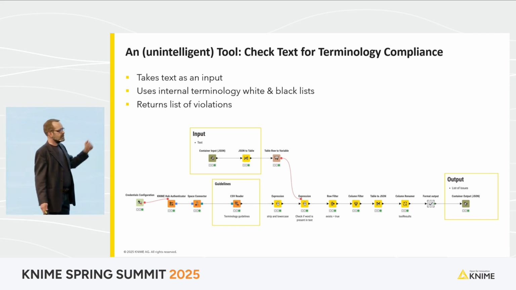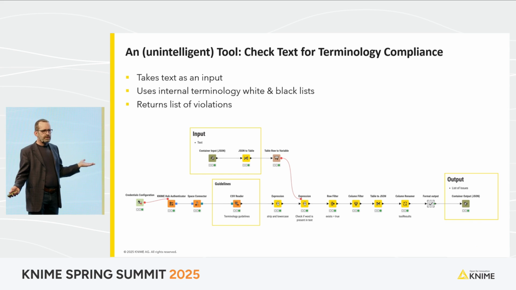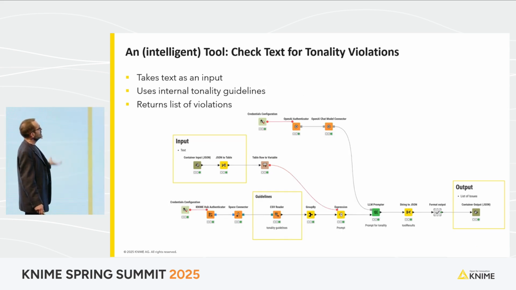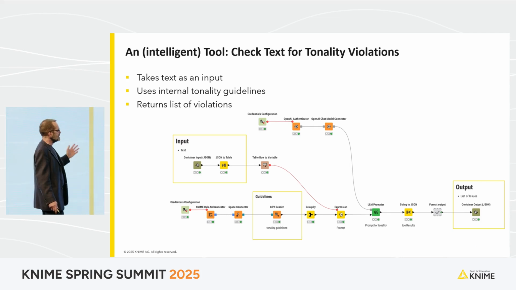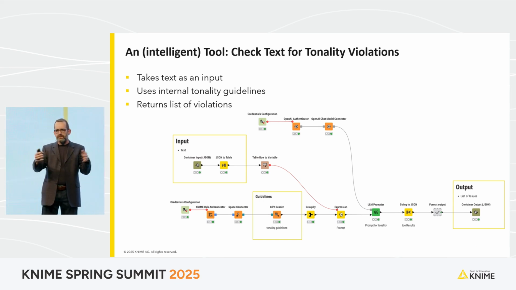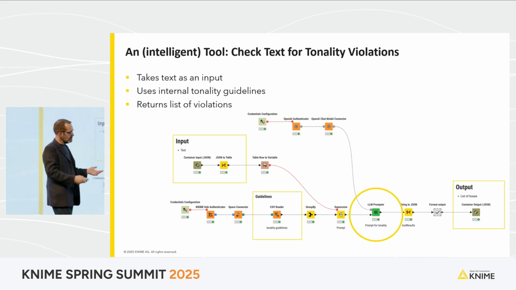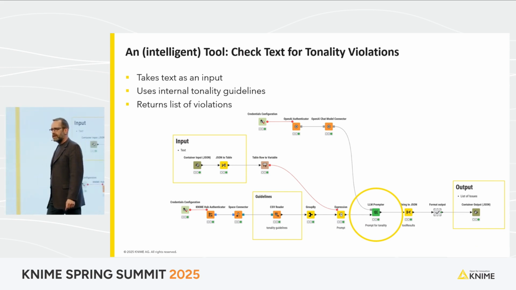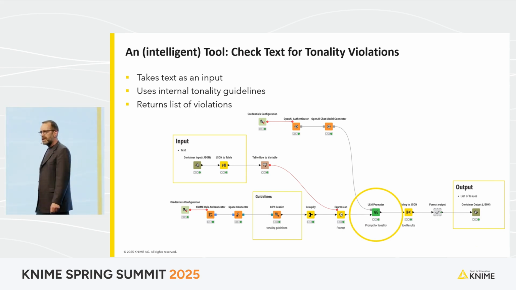And then it returns a list of violations. This is just a tool, but no intelligence in here whatsoever. The next one is a little bit more intelligent tool that essentially also takes a text as an input, and then it does have some verbal description of tonality. We don't want to use long sentences, be casual, that type of stuff, right? It's a description of how we want to talk at KNIME. And then we're using, down here, an LLM to check that and point to violations. LLMs are really, really good at that.